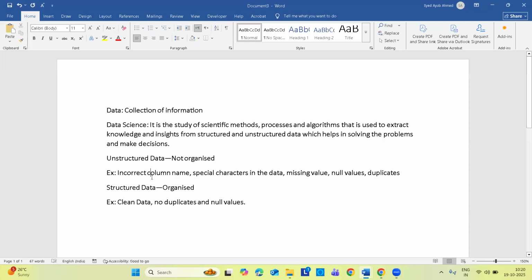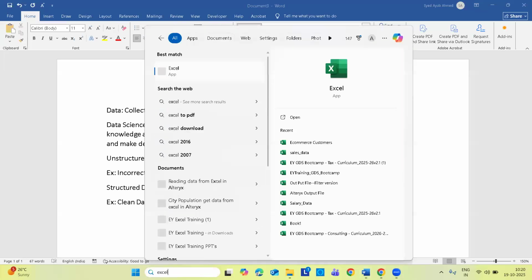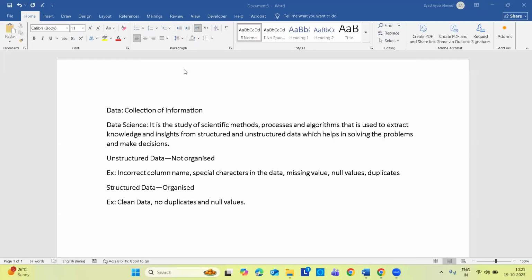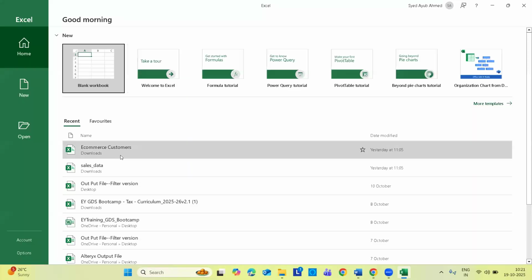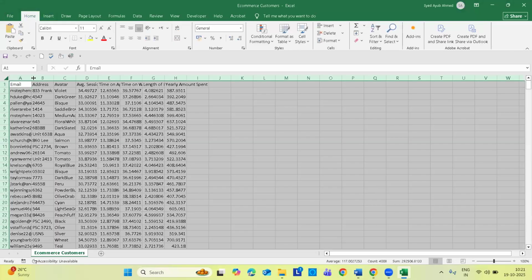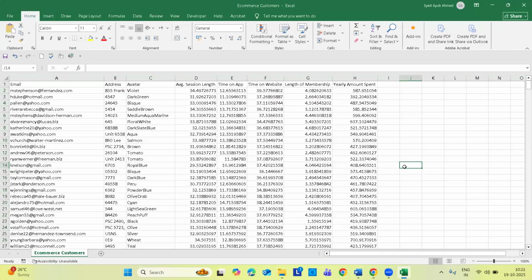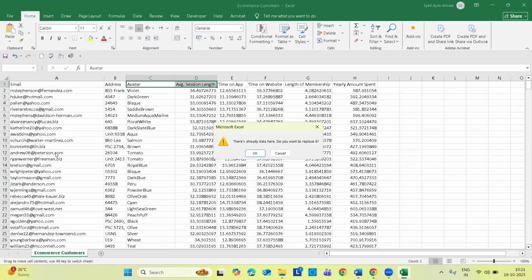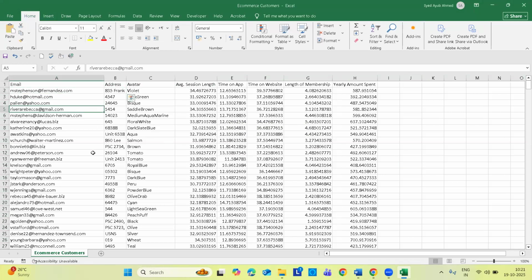By correcting the column name, removing the special characters. For example, I'll share you one example here. This is e-commerce customer service. This is a data set. Data set means it is having some data, right? That is called a data set. So these are in tabular format, rows and columns here, right? These are the rows, these are the columns.